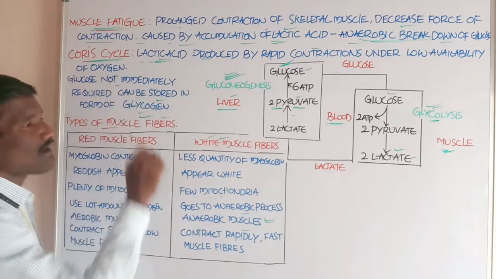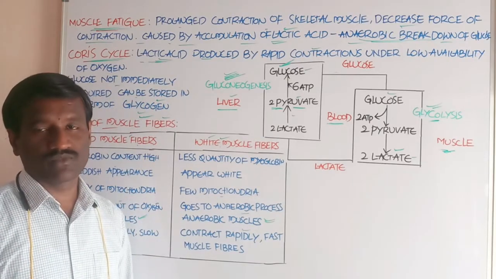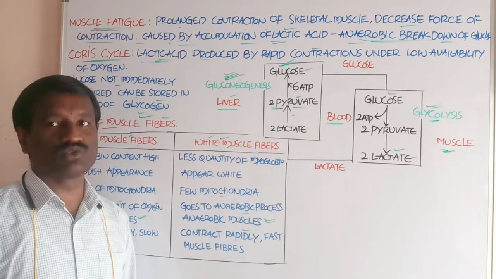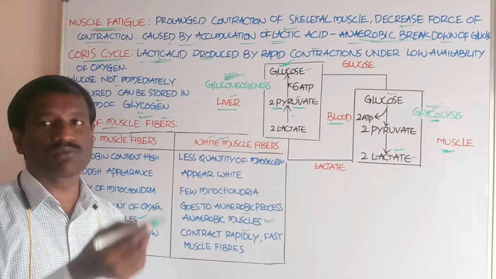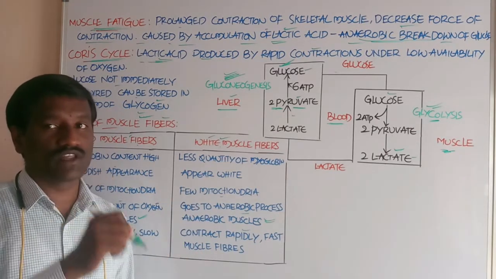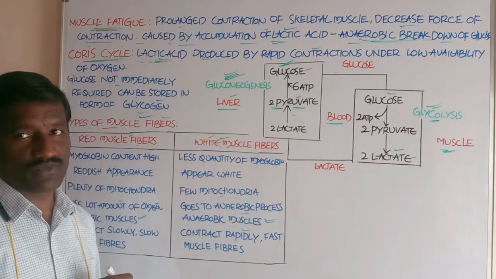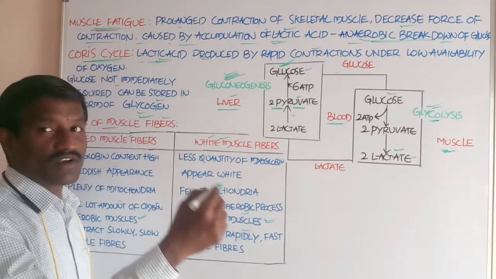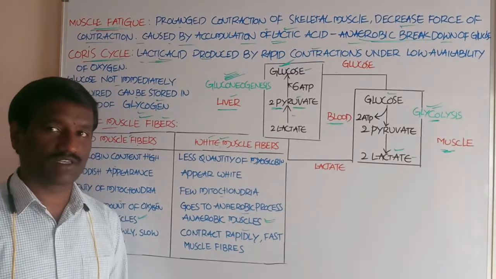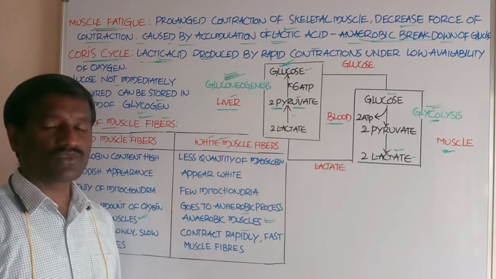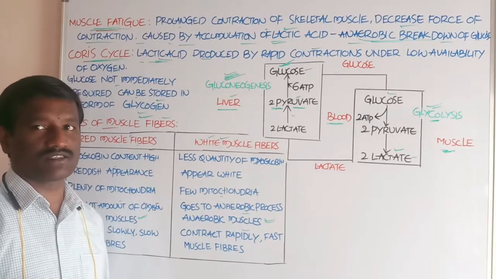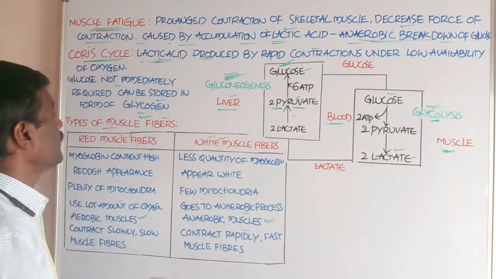When glucose is not immediately used by the muscles or body cells, it is stored in the form of glycogen. Conversion of glucose into glycogen is called glycogenesis. Glycogenesis, gluconeogenesis and glycolysis are important.